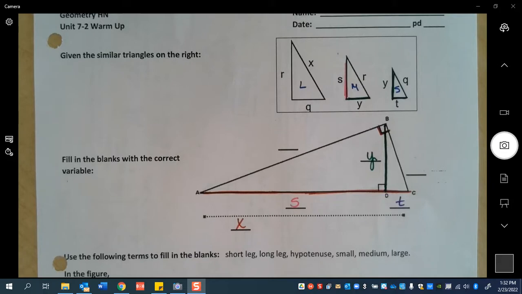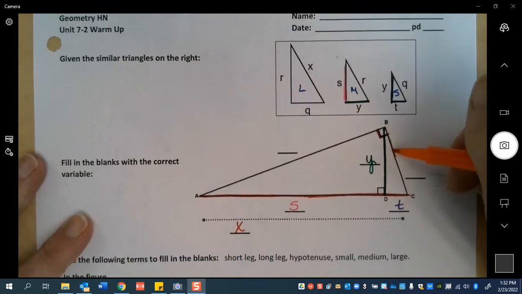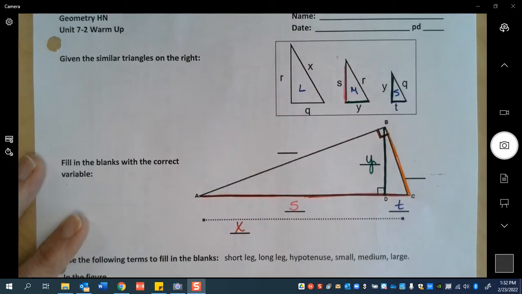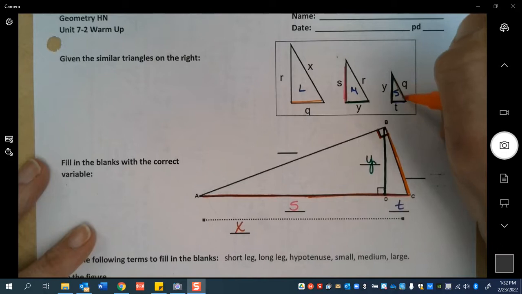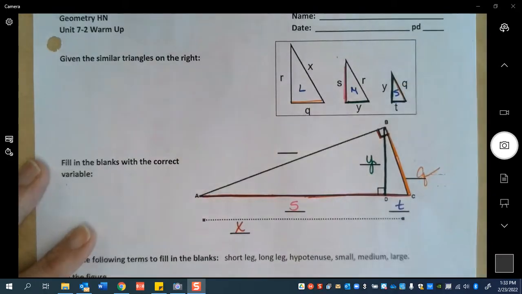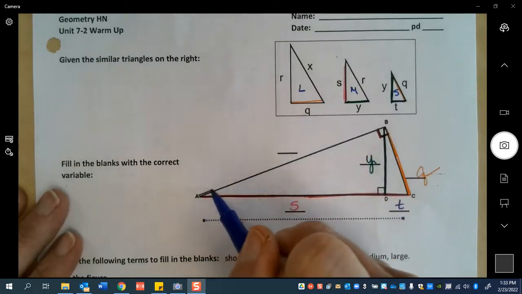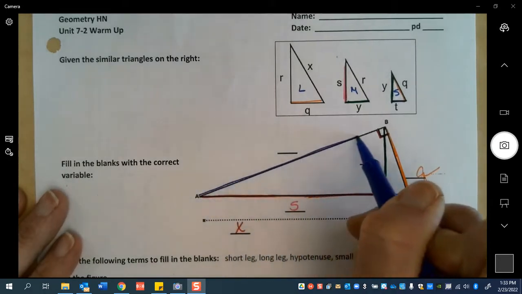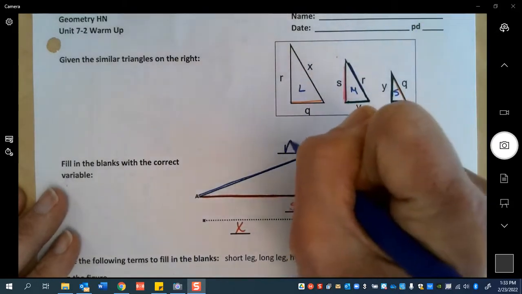So now what I need to find left is the hypotenuse of my small triangle, which also happens to be the short leg of my large triangle. That's Q. And then my only one left is going to be R. R happens to be the long leg of my big triangle and the hypotenuse of my medium triangle.